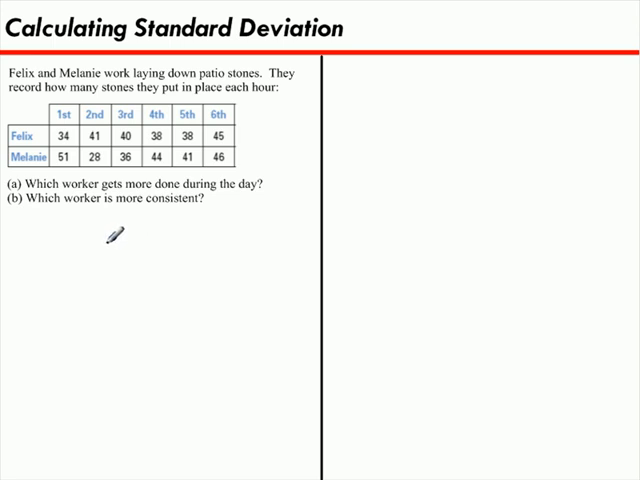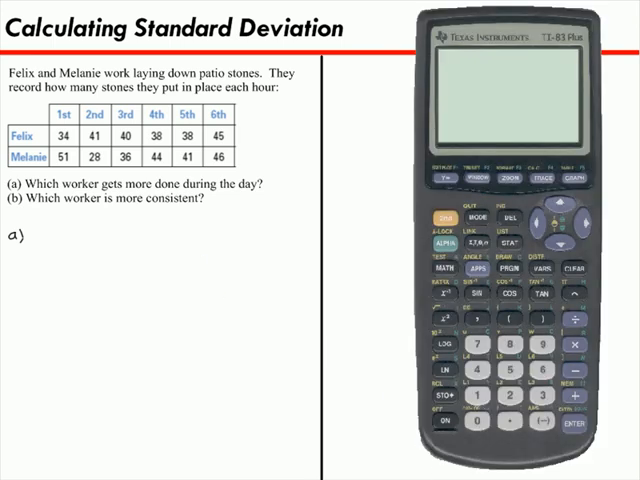All right, well, let's get started with A. Which worker gets more done during the day? Well, that's just how many patio stones each person's put down. So for part A, let's just add up all the patio stones for Felix during the day. And to find out how many stones Felix has laid at the end of the day, let's just type in the numbers we see there with our calculator. So 34 plus 41 plus 40 for the third hour, and then 2 38s. And then Felix finishes strong at the end of the day with 45. We'll hit enter, and we get 236 patio stones.